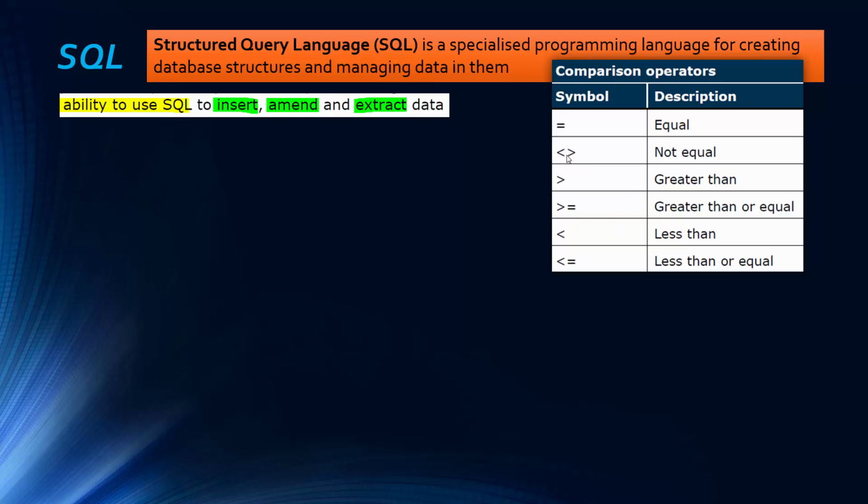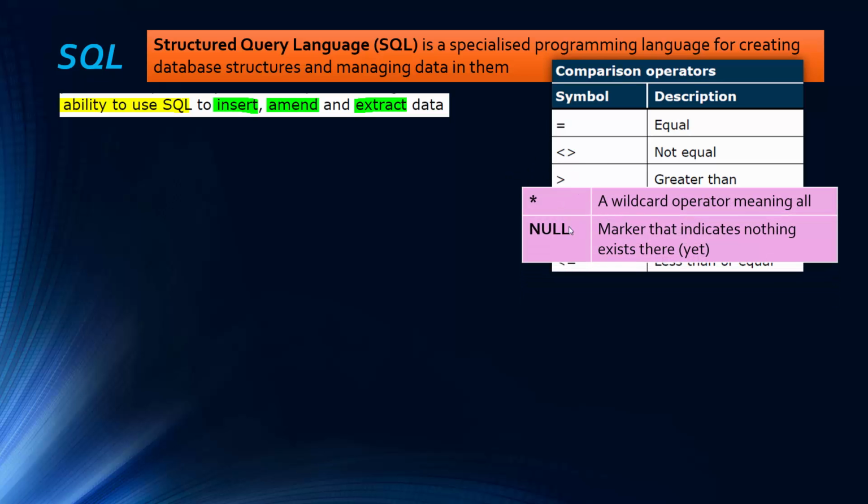Maybe the one you need to know is this one, although we did an operator video, didn't we, so you might remember this. Also, one specific to SQL, a little asterisk, is called a wildcard operator, and it just means all, so it might be select all from a table instead of having to write out every field. And null just means there's nothing existing there yet.